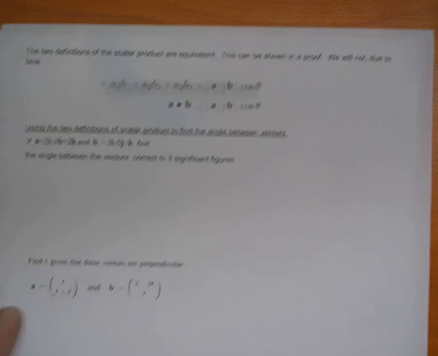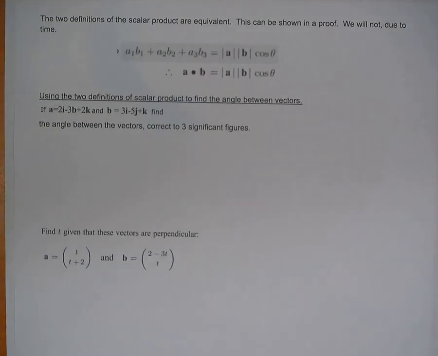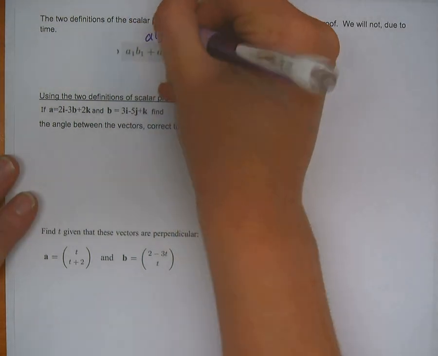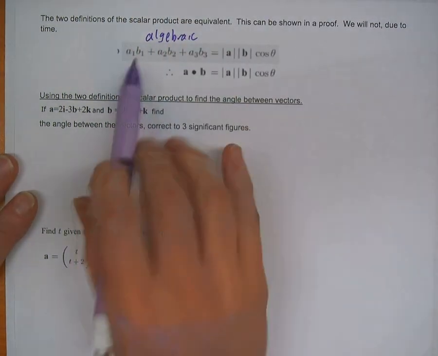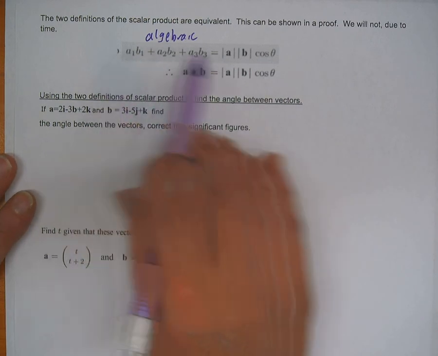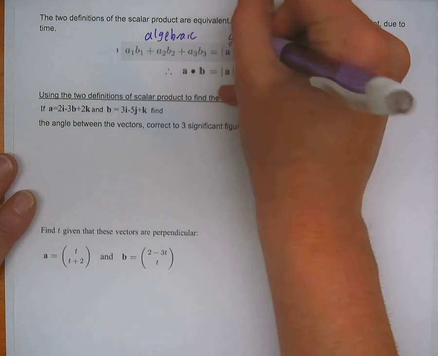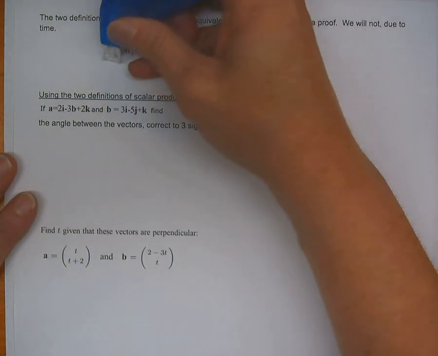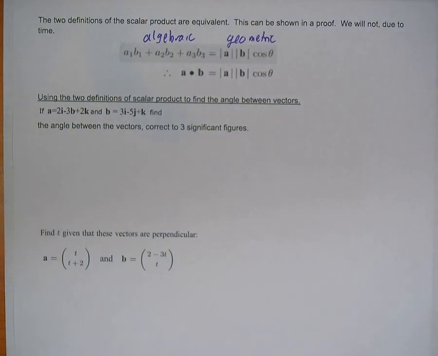Our next problem. Here we go. I had to find another paper. So we've got these 2 definitions of dot product, right? We've got an algebraic definition of dot product, which you see on the left here. That's just a smudge, ignore that. And we've got the geometric definition of dot product on the right. Those 2 are equal.